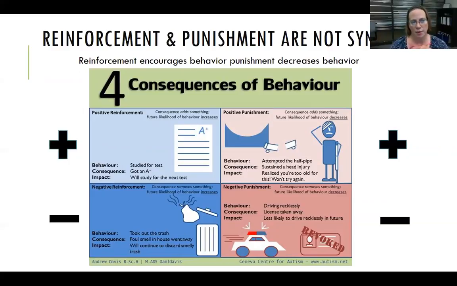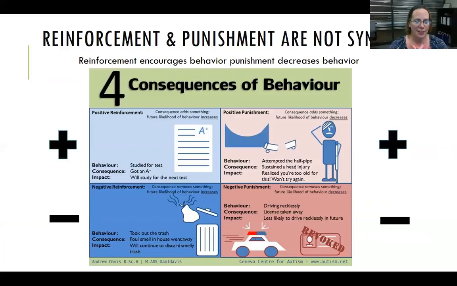An example of positive punishment is when the consequence adds something and the future likelihood of the behavior decreases. Here's the example. The behavior is a person attempted the half pipe. Consequence, they sustained a head injury. The impact, they realize they're too old for skateboarding, and they won't try it again. Punishment is something that decreases the behavior.